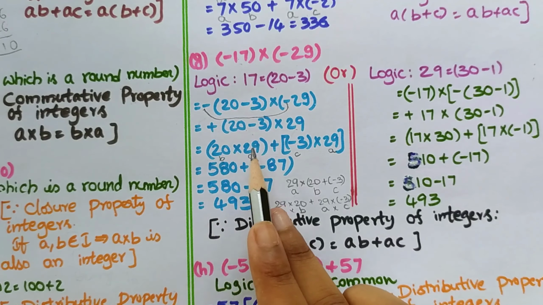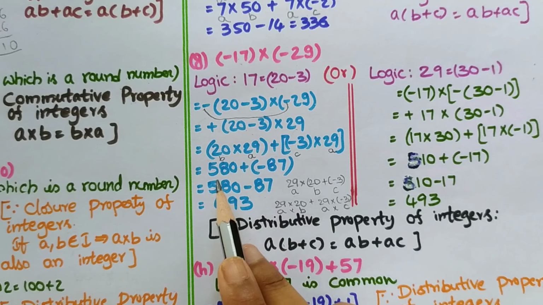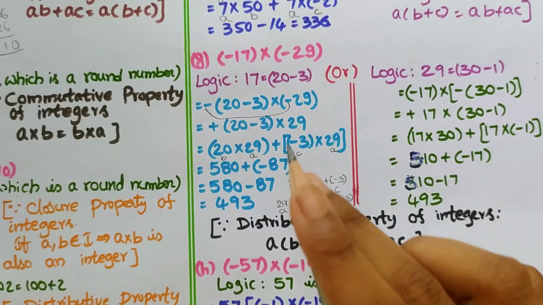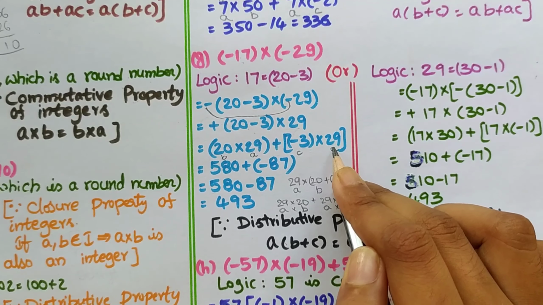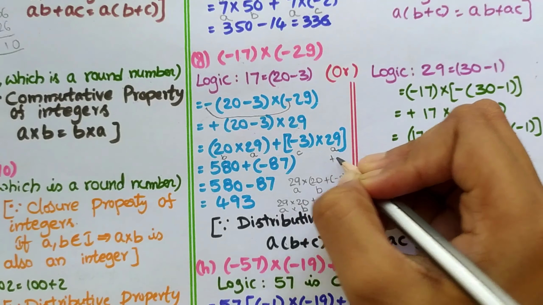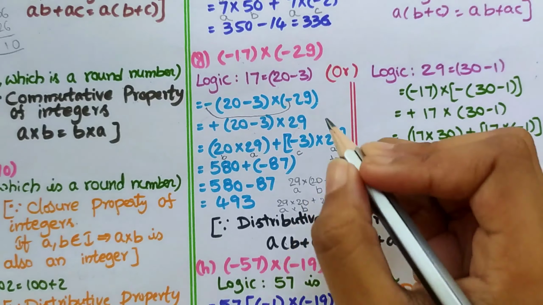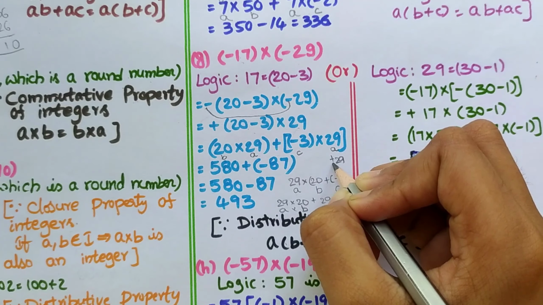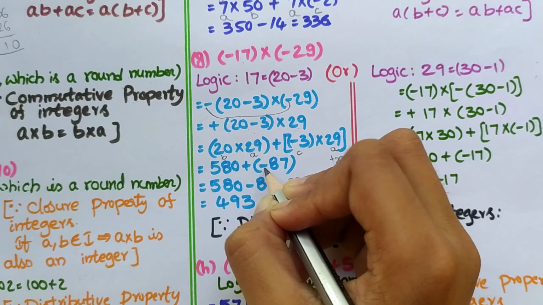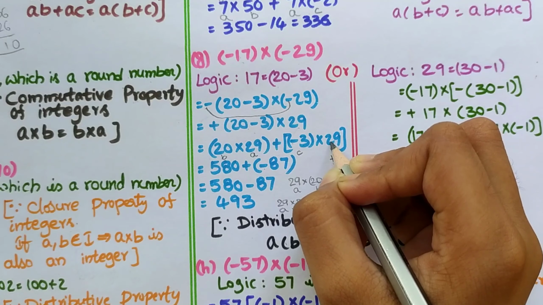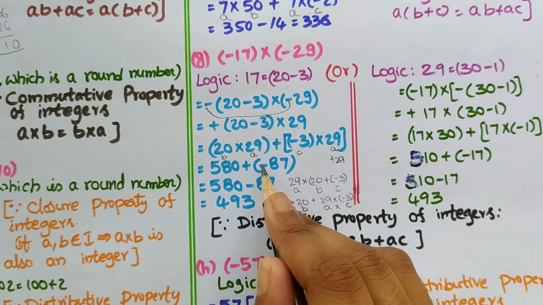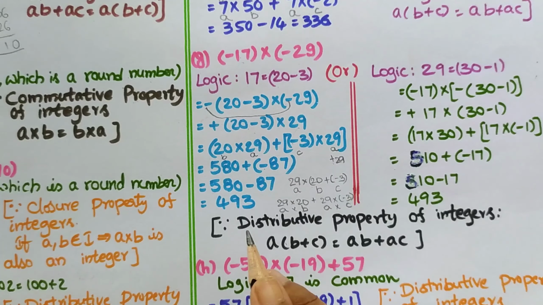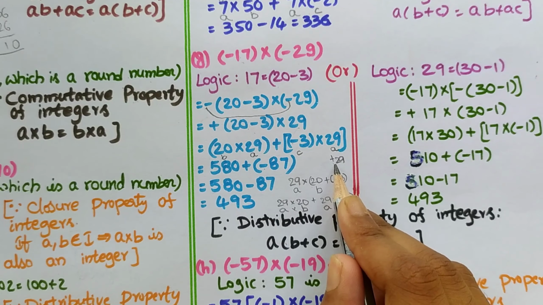Now let us do the remaining problem. 20 into 29 is 580. And here, plus and minus 3 into plus 29. See here this is plus 29. Therefore minus into plus is minus, and 3 into 29 is 87. And here there is an invisible plus before 29.